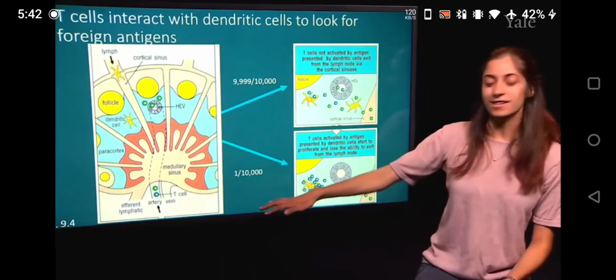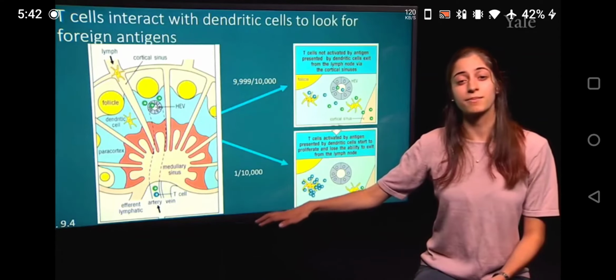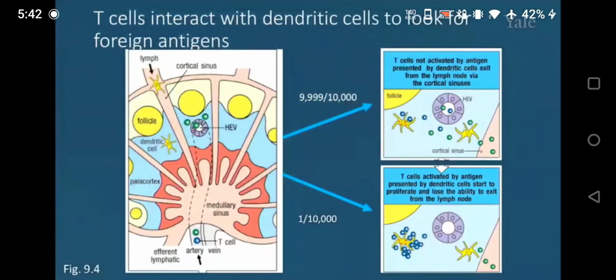This brings us to the decision that the T cell must make upon interaction with the dendritic cell. It will do one of two things. Either the T cell will not recognize the antigen being presented by the dendritic cell and will leave the lymph node via the cortical sinus. Alternatively, the T cell may recognize the antigen that the dendritic cell is presenting and lose its ability to leave the lymph node and instead start proliferating.